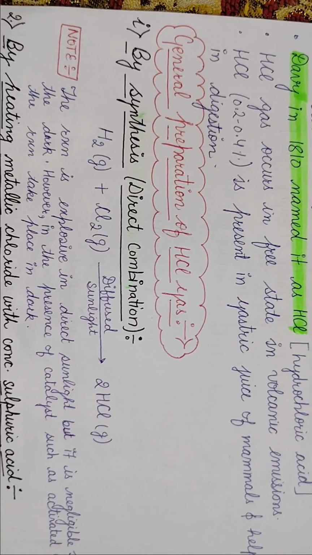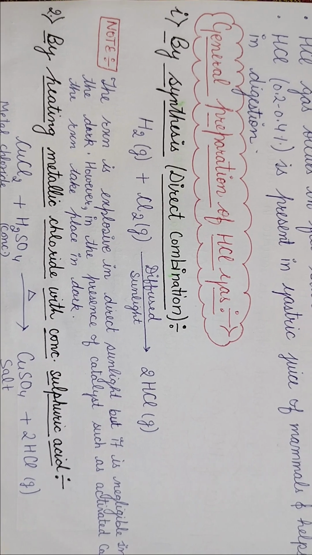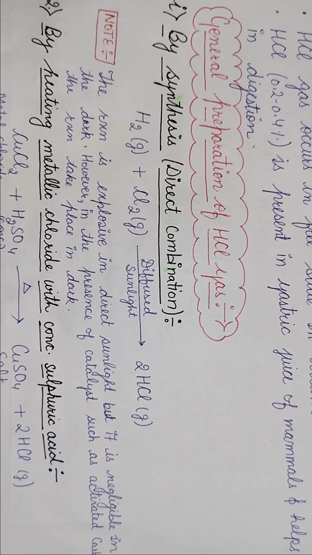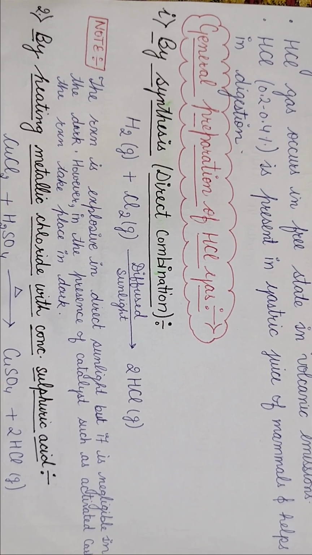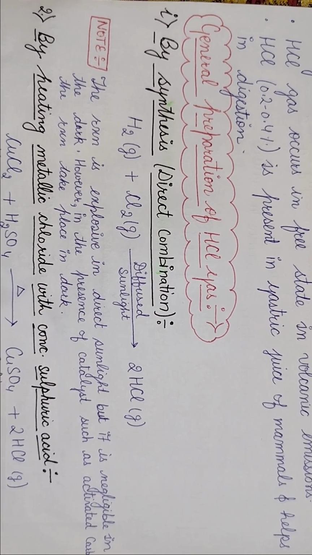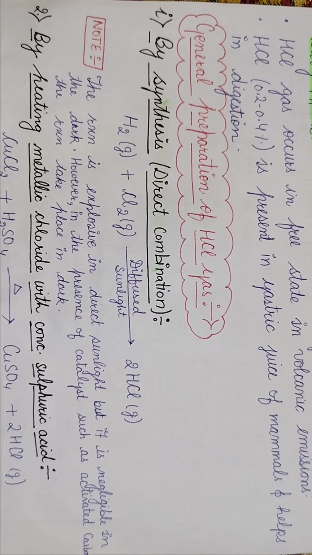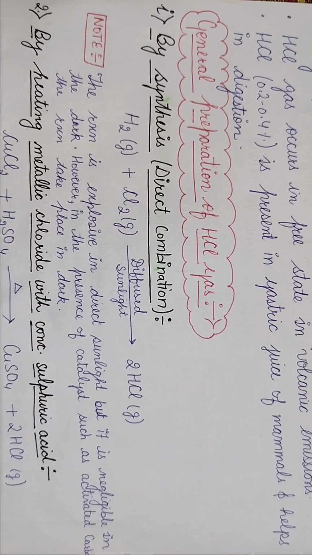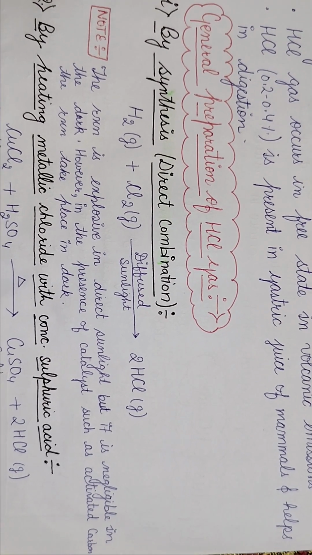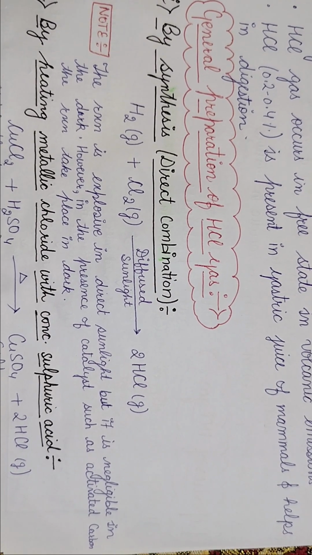Then come to the general preparation of HCl gas. Make sure that you are not confused between HCl gas and HCl acid. Here we are going to discuss the preparation of HCl gas and not HCl acid. By synthesis, or direct combination, of hydrogen and chlorine, these both are gases, and they can directly combine in the presence of diffused sunlight, which leads to the formation of 2HCl, which means HCl gas.